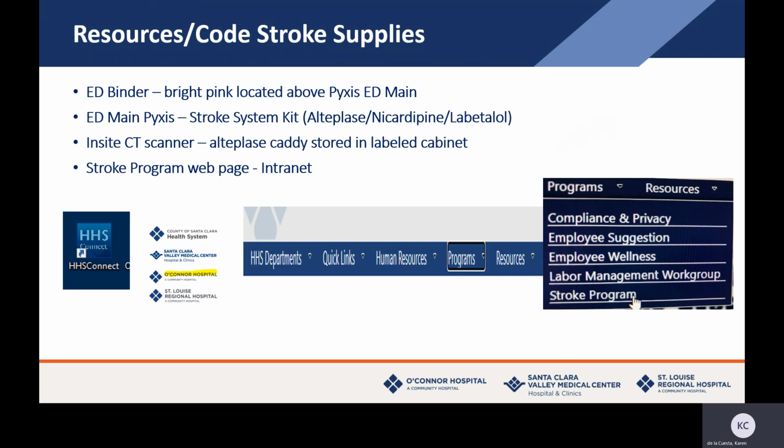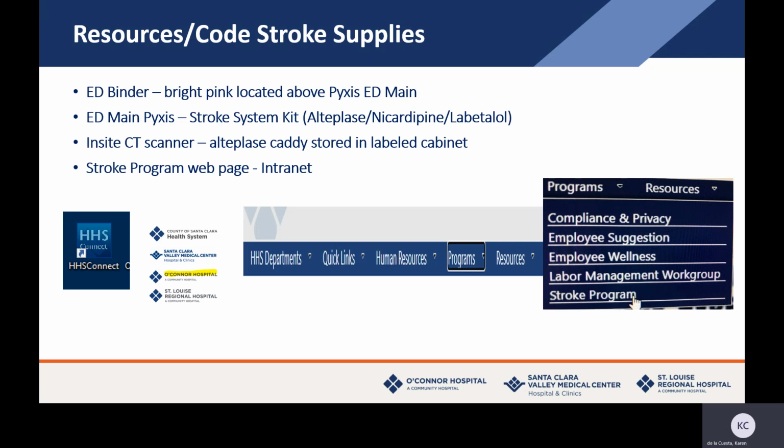Now, what about resources, code stroke supplies? So I know that your educator will be touring you around the ED, so be nosy, ask questions, open cupboards, look to see where things are, because that's what you're going to be wanting to do, hopefully before you need them, right? So in the emergency department on the main side, there is a bright pink ED binder located above the ED main Pyxis. And that ED binder has papers and some documents for you related to the ED stroke alert workflow.